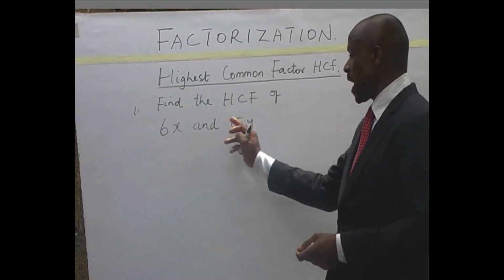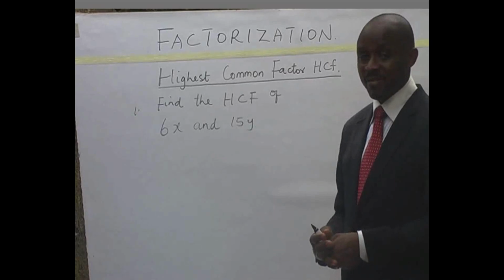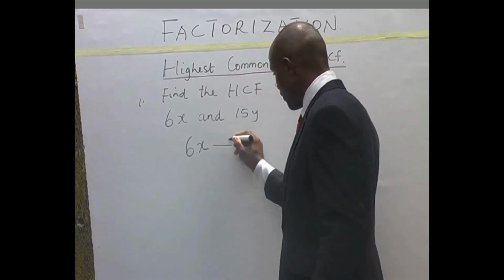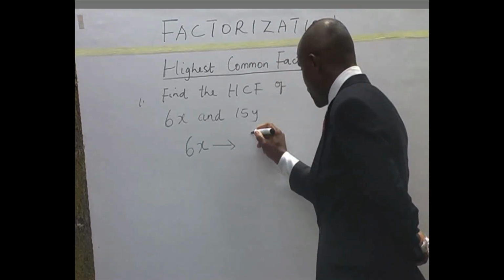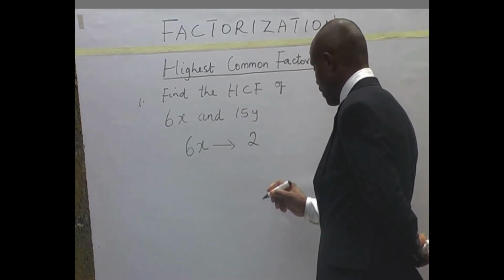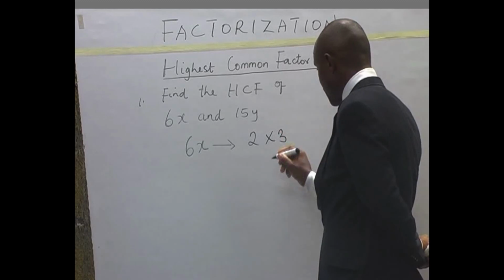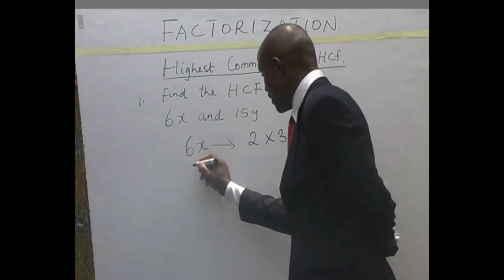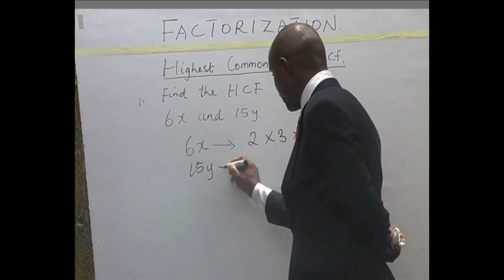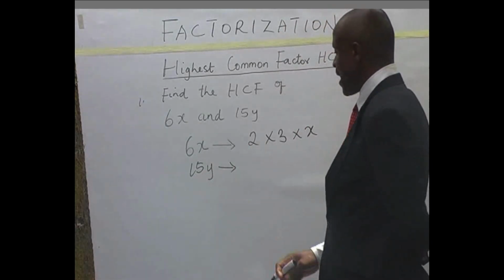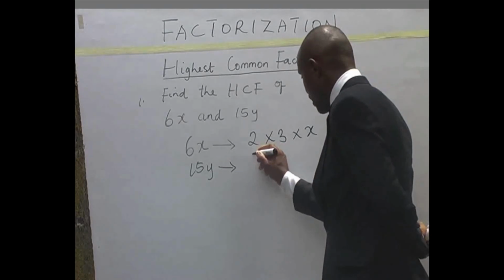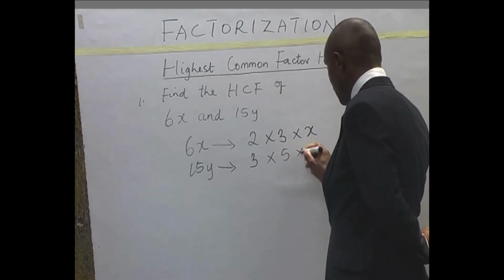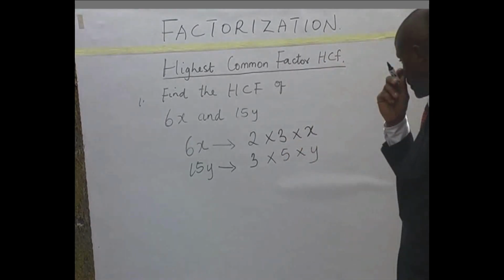First of all, you're going to split both 6x and 15y into their factors. First of all, let's take 6x. 2 is a factor. 3 is a factor. And x. Let's take 15y. There is no 2 as a factor of 15. So we have 3. After 3 we have 5. Then y.